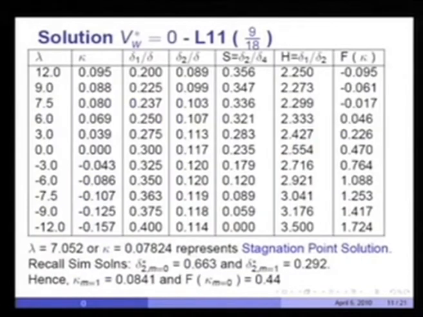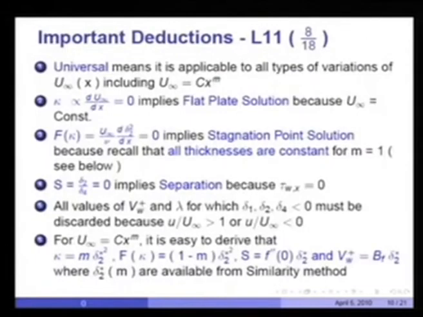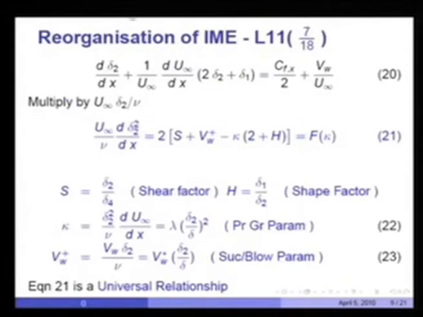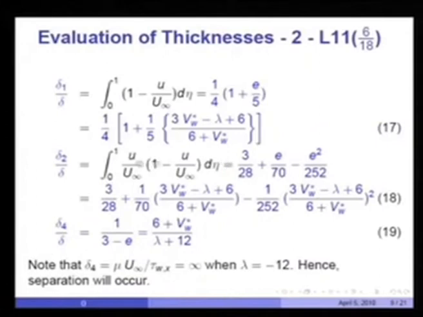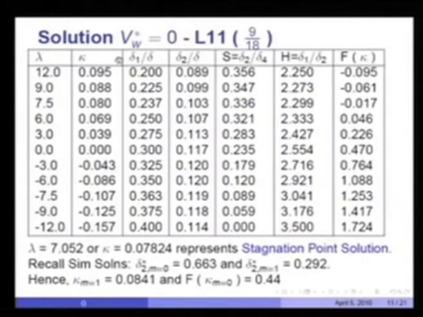Let me plot the results. Remember, I have calculated S, V w plus and kappa. I have assumed values of kappa and calculated h also from the velocity profile that we assume, that is delta 1 by delta, delta 2 by delta, and delta 4 by delta. For a boundary layer without suction or blowing, the acceleration and deceleration parameters.